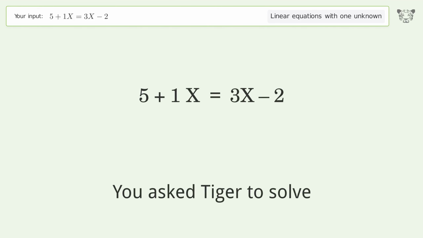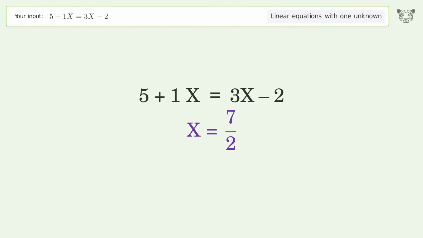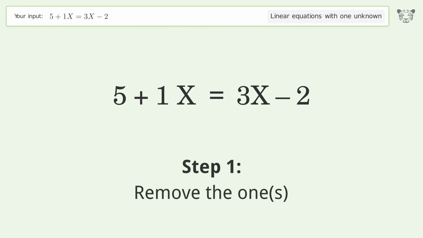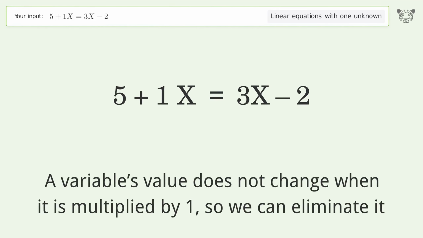You ask Tiger to solve. This deals with linear equations with one unknown. The final result is x equals 7/2. Let's solve it step by step. Remove the ones. A variable's value does not change when it is multiplied by 1, so we can eliminate it.